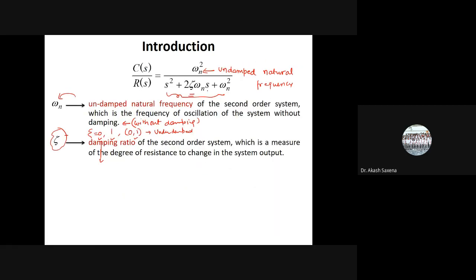Now this is omega n square. Omega n is called the undamped natural frequency, which is the frequency of oscillation of the system without damping. That means no damping is included in it. And zeta is called the damping ratio of the second order system, which is a measure of the degree of resistance to change in the system output.